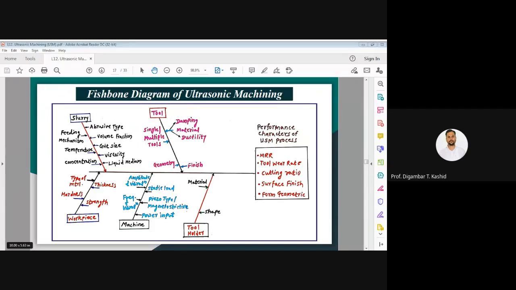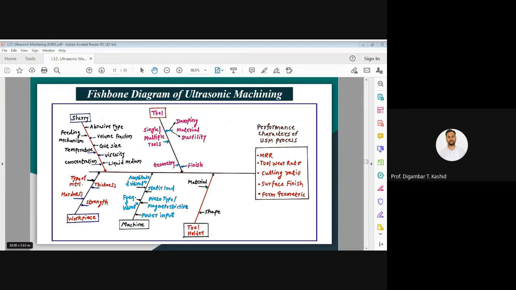Then we have the volume fraction of the abrasive in that slurry, and the size of grit. We can call it grit size, or the abrasive particle size. That also we need to consider, and normally it varies from 240 to 800 mesh size. Grit size we can measure in mesh size. Again the viscosity of the slurry is important because it affects the performance. What liquid medium you are using is also very important.